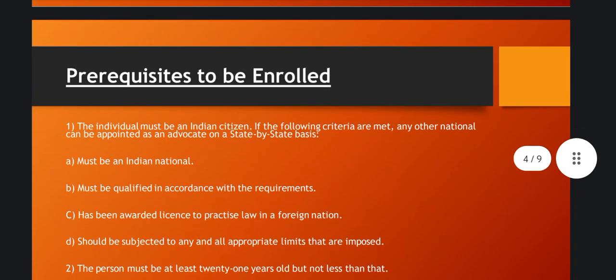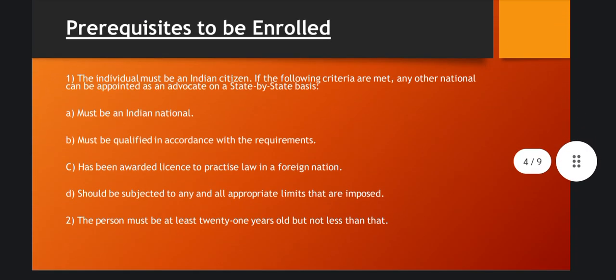So now, what is the prerequisite to be enrolled as an advocate? The individual must be an Indian citizen if the following criteria are met. Any other national can be appointed as an advocate on a state-by-state basis. Must be an Indian national, must be qualified in accordance with the requirements, has been awarded a license to practice law in a foreign nation, and should be subjected to any and all appropriate limits that are imposed.